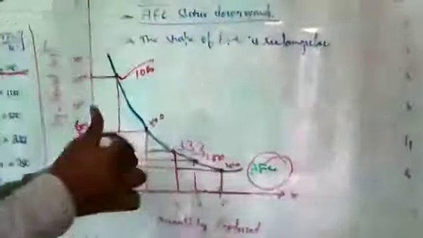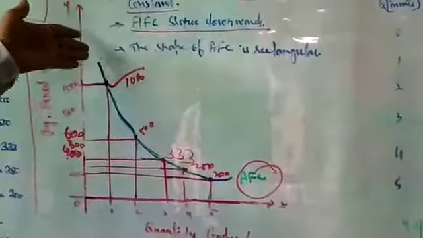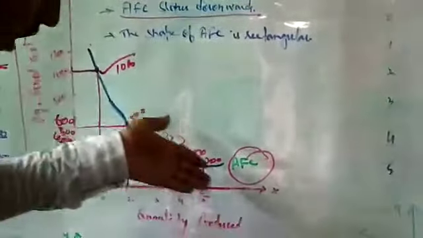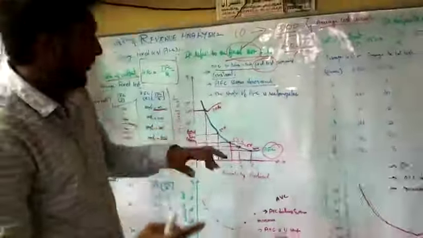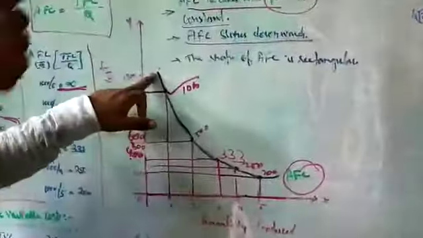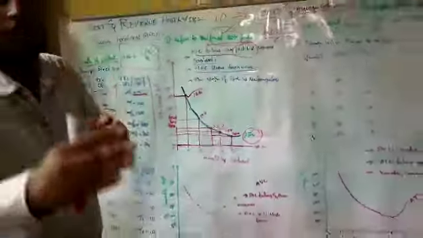AFC slopes downward. Next, average fixed cost slopes downward. So we can see that from the start it's going down, down, down and down. But it will not go nil. It will not go zero. Okay? Average fixed cost will go down, slopes down, but it will not become negative. It will not become zero.